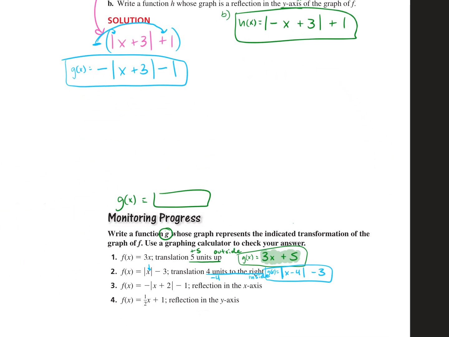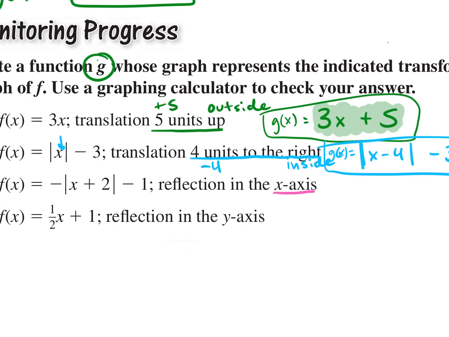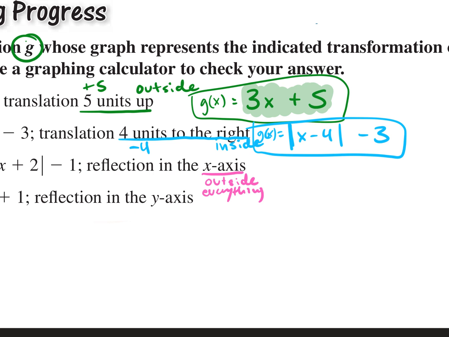Let's look at the 2 on the bottom. So for number 3, we have a reflection in the x-axis. So does that happen inside or outside? Outside. So what gets multiplied by a negative? Everything or just the x? Everything. So this would be negative times everything here. So negative absolute value of x plus 2 minus 1.